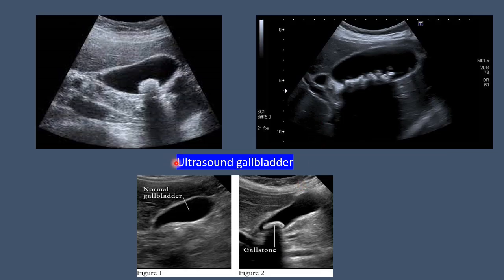This is another few pictures to show you the ultrasound of the gallbladder. There's a stone here, but the gallbladder wall is not thickened and there is no evidence of pericholecystic fluid. So this is either an asymptomatic gallstone or biliary colic. This one is a gallbladder with multiple stones casting posterior shadow. And this is a gallbladder with a stone in the neck of the gallbladder.